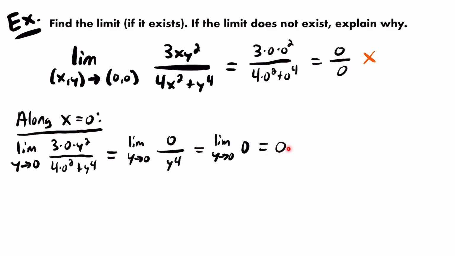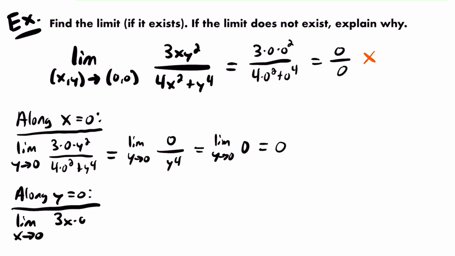All right, so that's what we get for the limit along the path x equals 0. But now let's look at the path y equals 0. Along that path, we're going to rewrite this limit, but set y equal to 0. So we're going to be looking at the limit as x approaches 0 of 3x times 0 squared divided by 4x squared plus 0 to the power of 4.